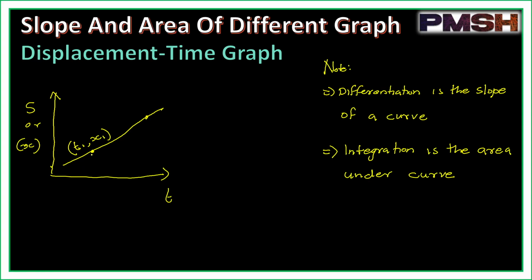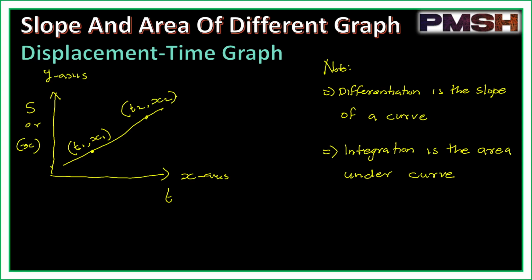We will mark the x coordinate first, then we will mark the y coordinate. Here the x coordinate is T. This is the x axis and this is the y axis. So the x coordinate is T1 and the y coordinate is x1. For the second point, the x coordinate is T2 and the y coordinate is x2.